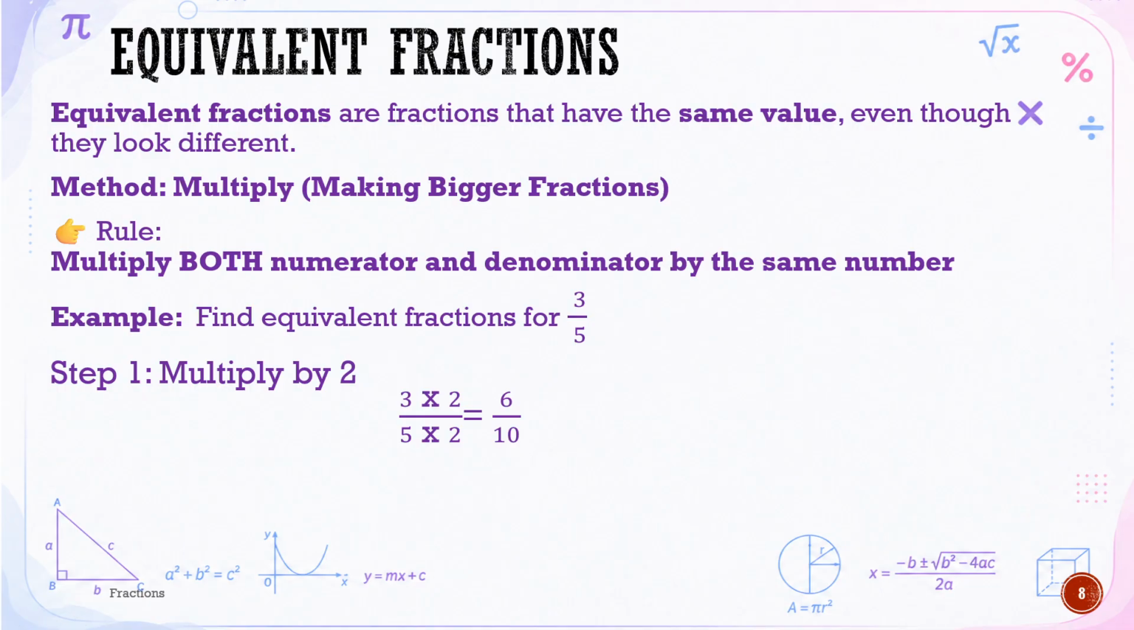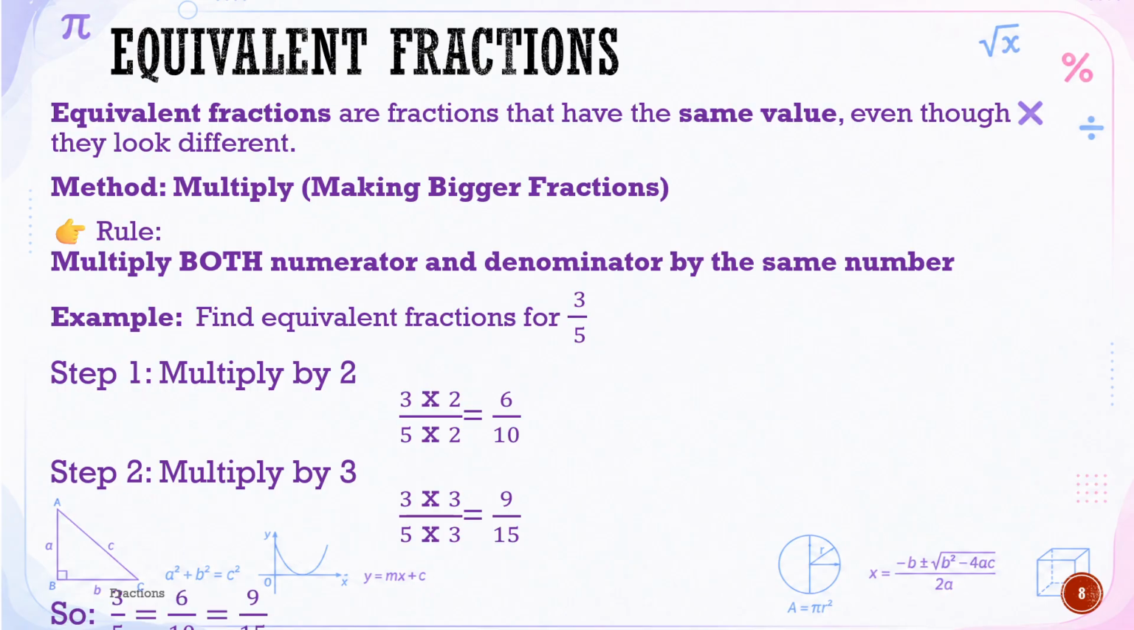Assume I need to identify one more equivalent fraction. We'll multiply by 3, and so on. So 3 by 5, multiplying both numerator and denominator by 3, you would get 9 by 15. Thus, 3 by 5 is equal to 6 by 10 and is also equal to 9 by 15. If you want to find some more equivalent fractions, you can continue using the multiply method and continue multiplying by 4, 5, 6 or any common number to identify some more equivalent fractions to the given one.